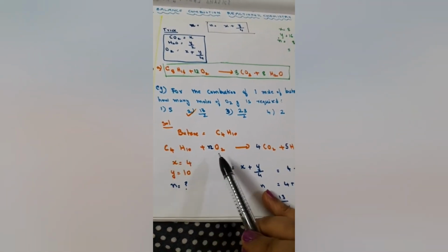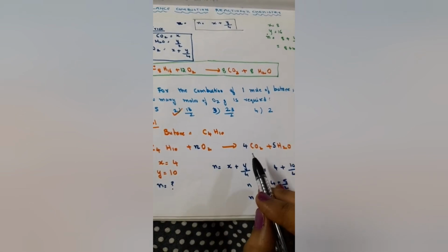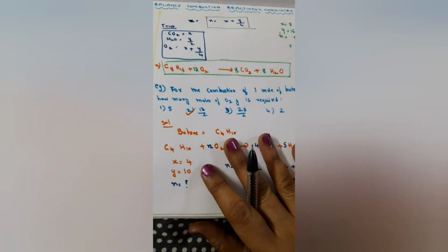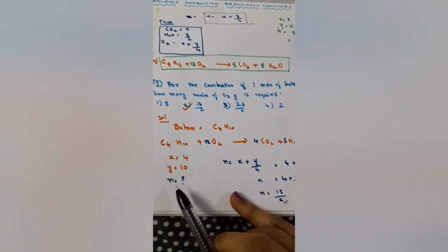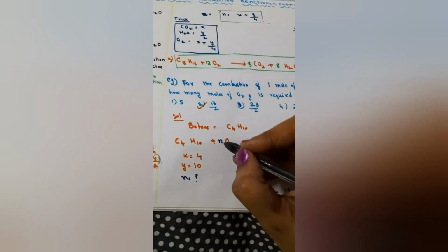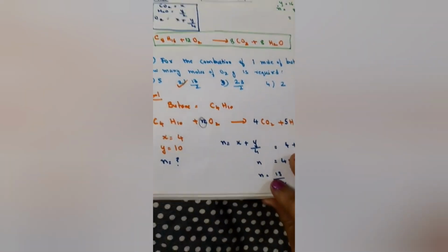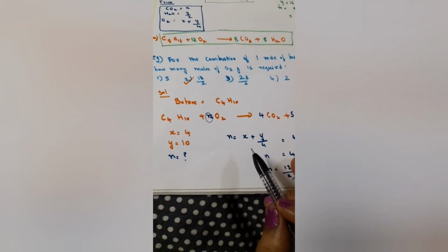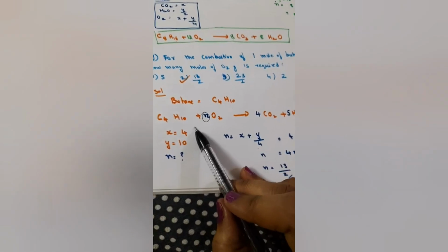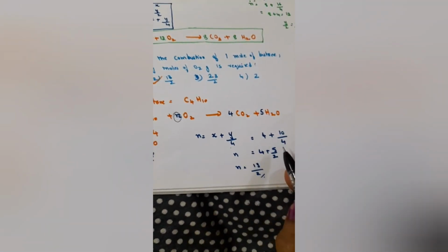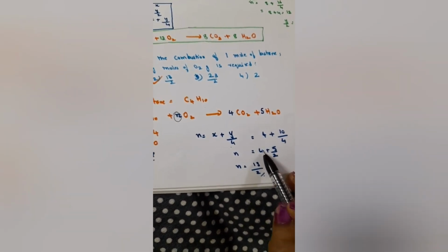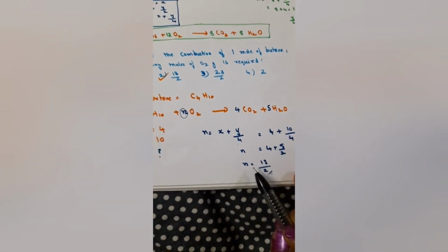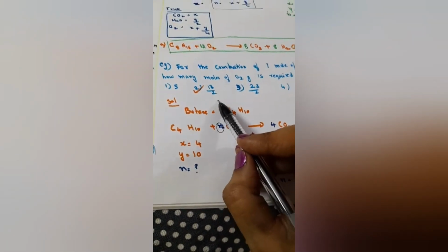Now we will write the equation. Just write C4H10 plus O2, and all the time it will be CO2 and H2O. Just remember, write x and y first. x is 4, y is 10. You have to calculate this n, that is what they are asking. So n is equal to x plus y by 4, that is 4 plus 10 by 4, which is 4 plus 5 by 2. So 4 2s are 8, 8 plus 5 is 13, 13 by 2. n is equal to 13 by 2. So option 2 is the correct answer.